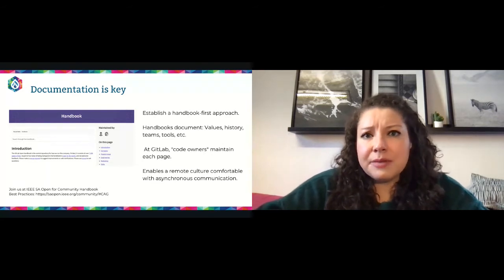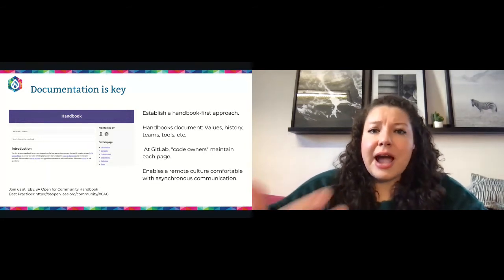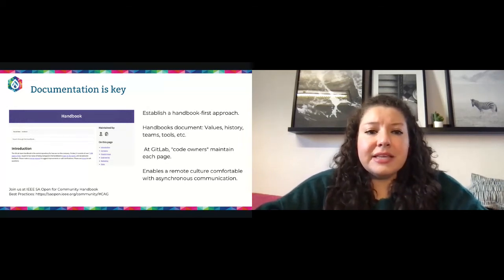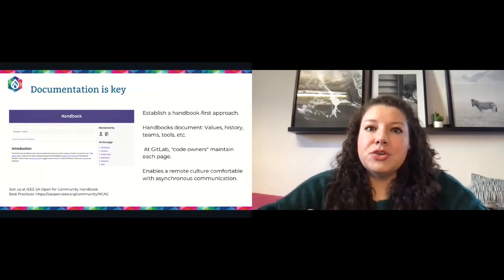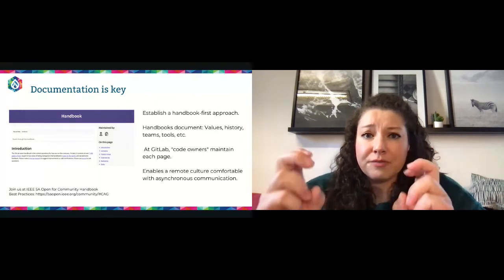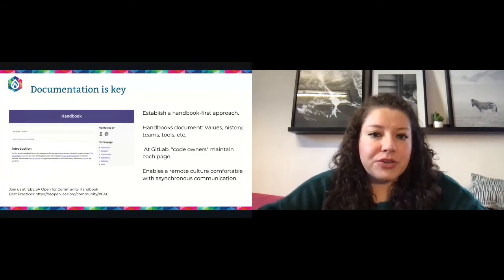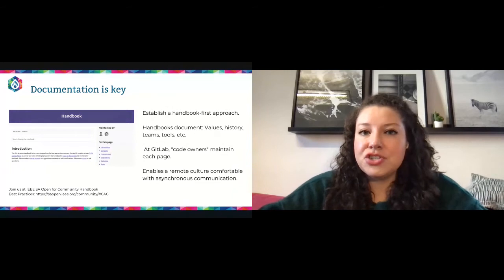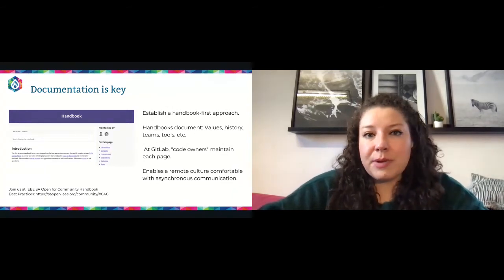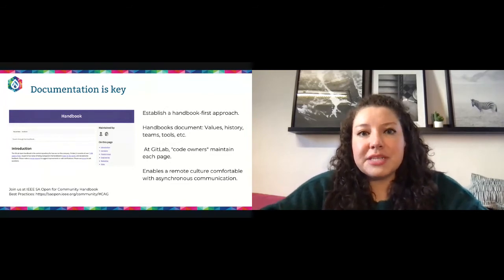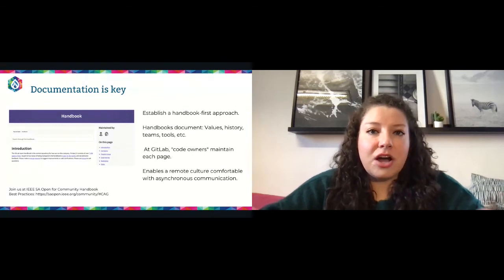Things that go into the handbook are things like values, history, how different teams operate, what tools you use, etc. At GitLab, when you use GitLab Pages, you can also set things like code owners, so you can designate certain people to be sort of like maintainers. In the image to the left, I have a picture of that where you can see two people that are the maintainers of that page. This doesn't mean that they're the ones solely responsible for editing the page. It just means that they're responsible for making sure that it's up to date and generally helping along with a vision of what should be on that page.